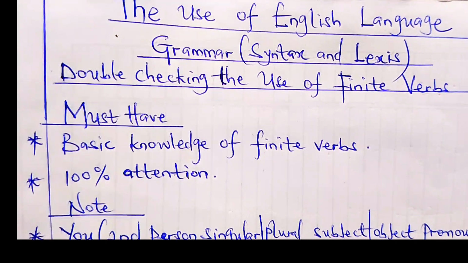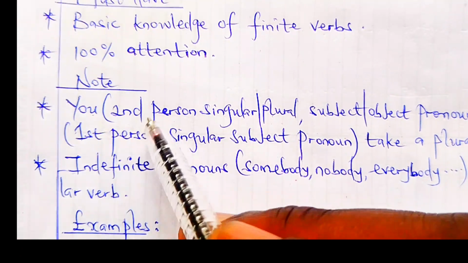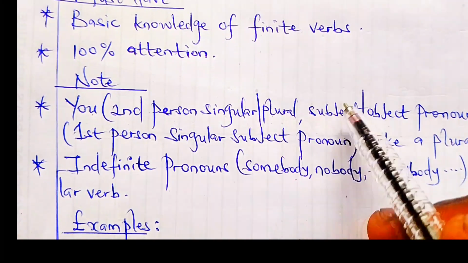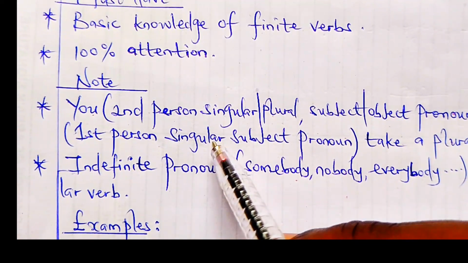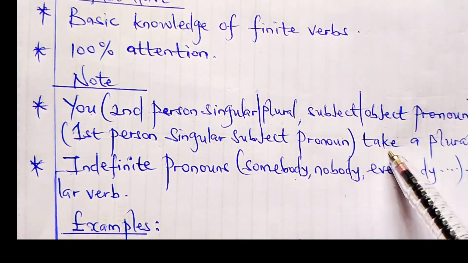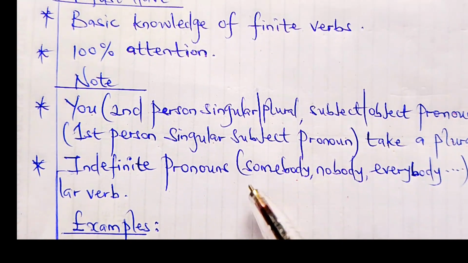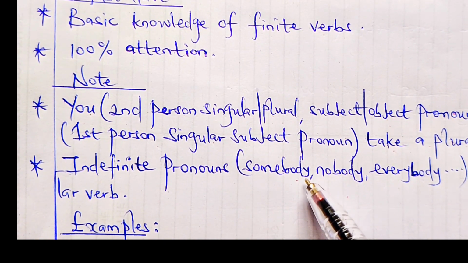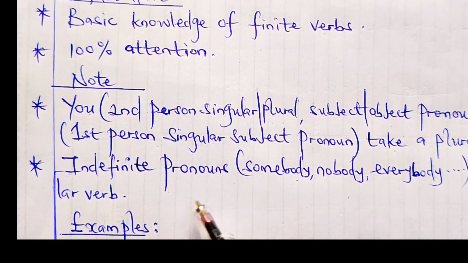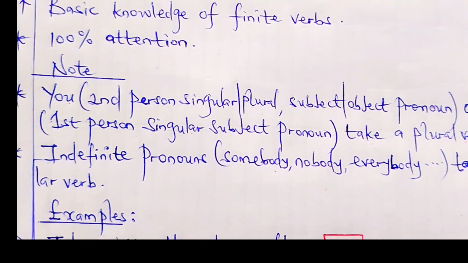So you have to know this. There's something I want you to note. The first, you, which is second person singular or plural subject or object pronoun, or I, which is first person singular subject pronoun, take a plural verb. So whenever you talk about you or I, a plural verb is what you have to use with either of these two pronouns. You go with a plural verb, I go with a plural verb also. So either of them go with a plural verb.